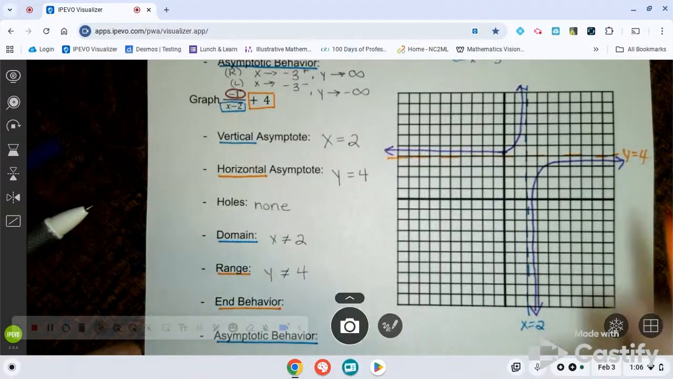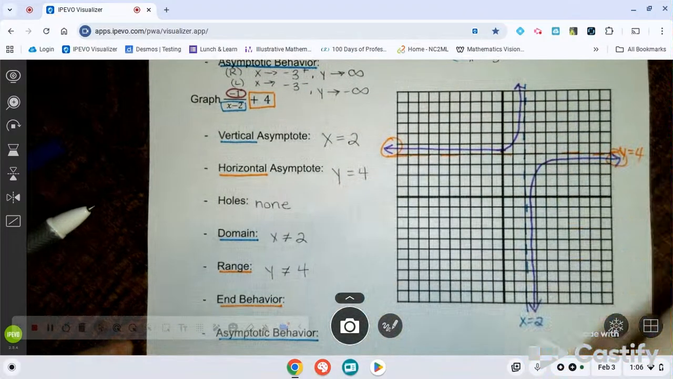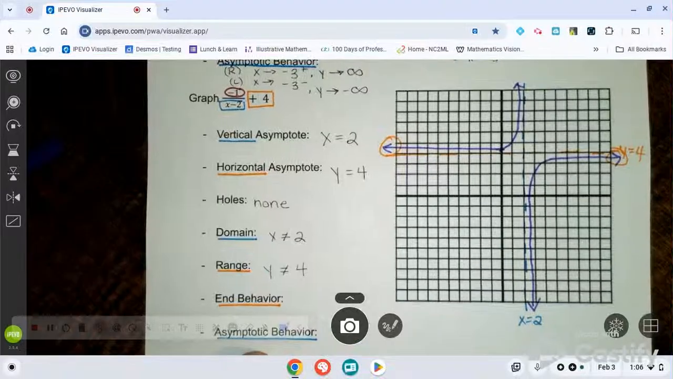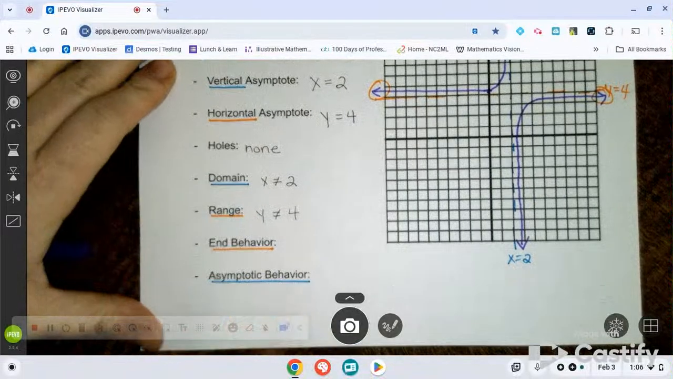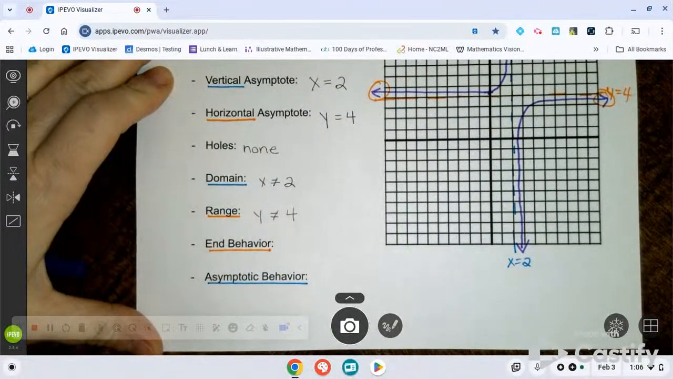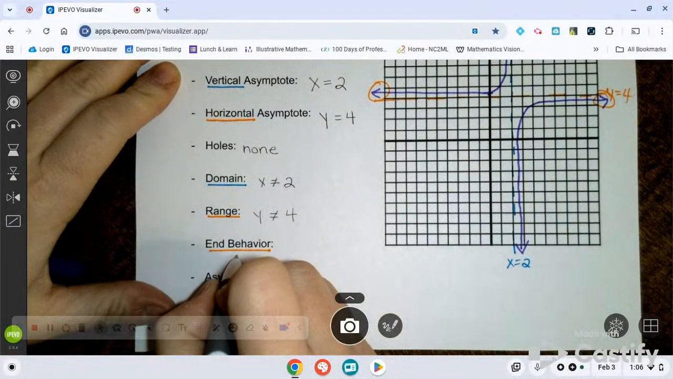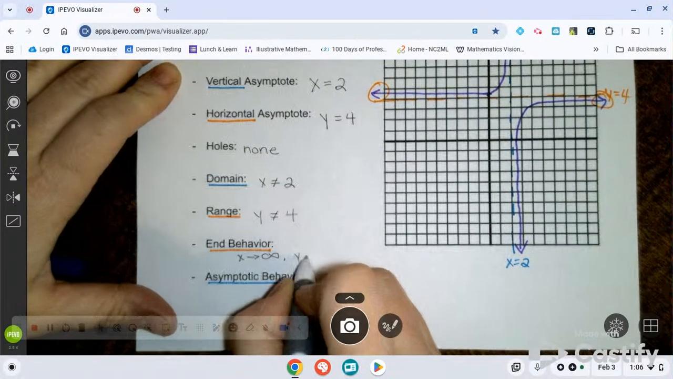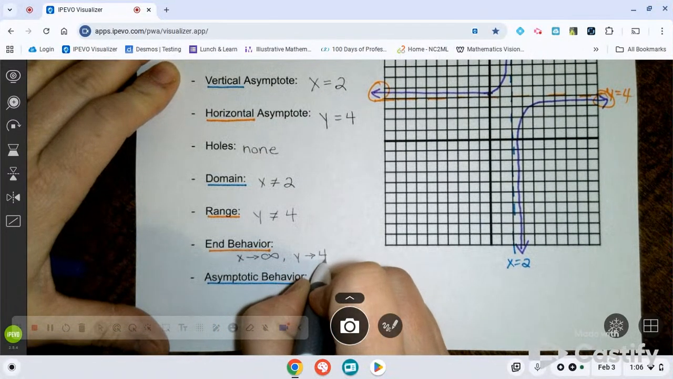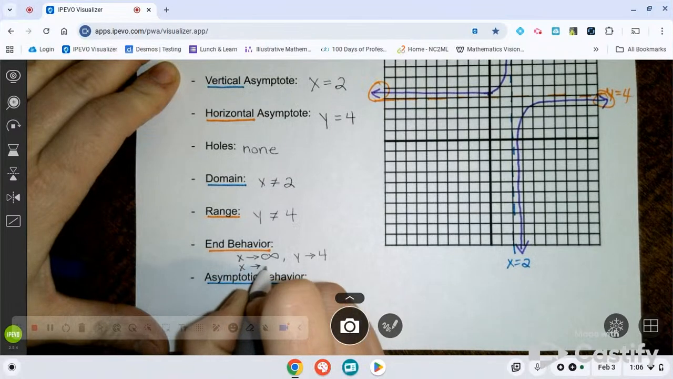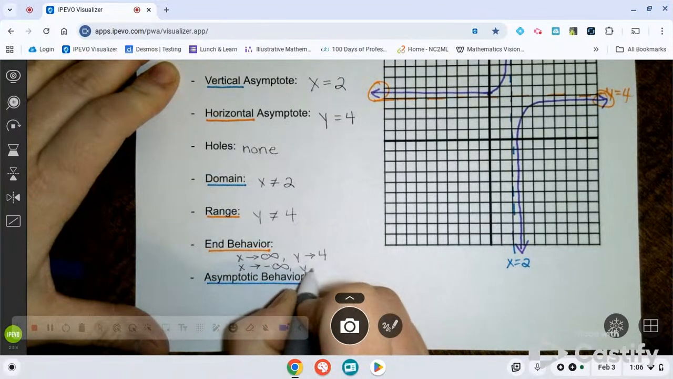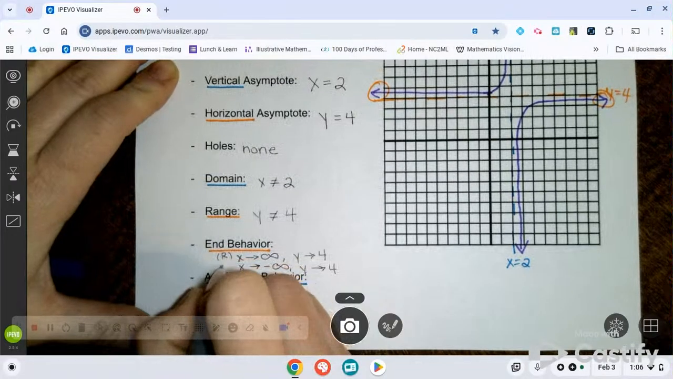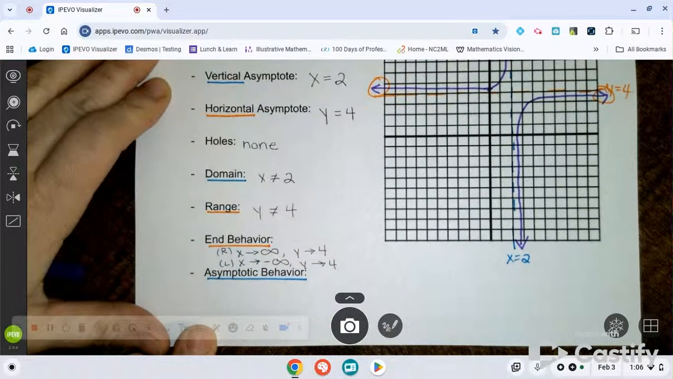Now, end behavior-wise, in terms of what's happening around our horizontal asymptote, we're still going to be doing the same thing. We're still looking at our left and right arrows, and they're still approaching this horizontal asymptote. So from the right, y is going to our horizontal asymptote. And from the left, y is going to our horizontal asymptote. So again, this is the right arrow and this is the left arrow.